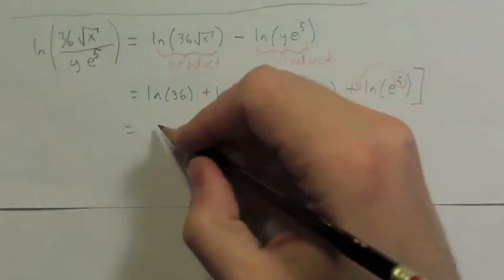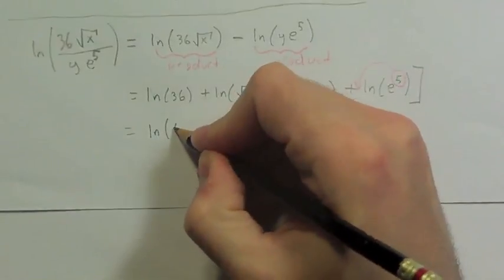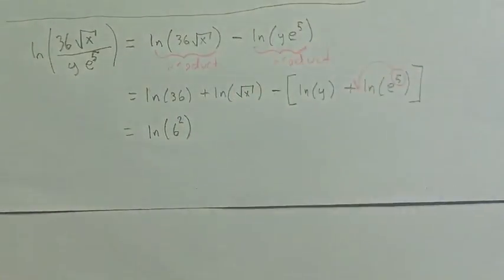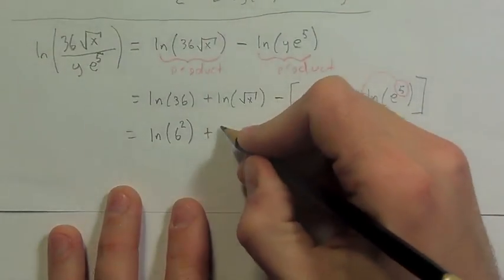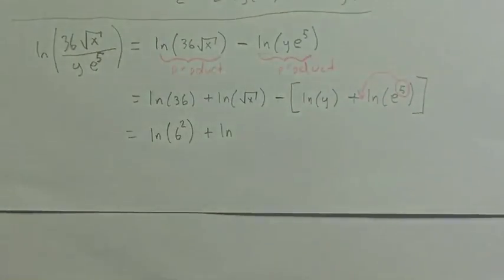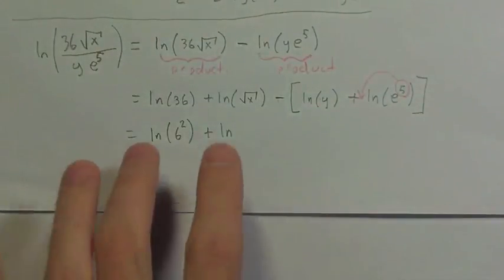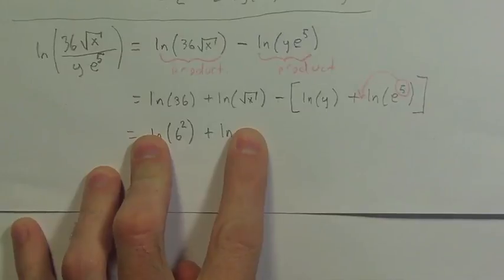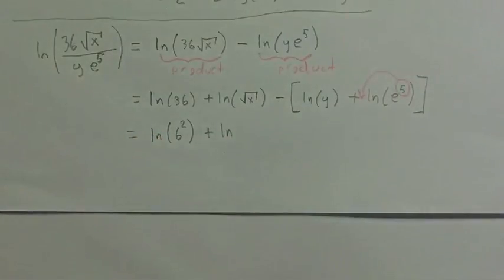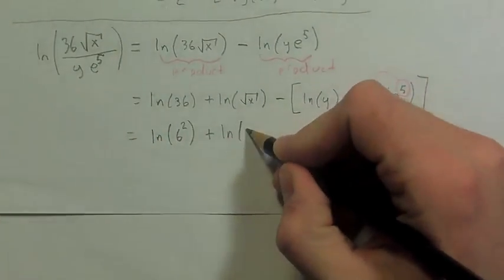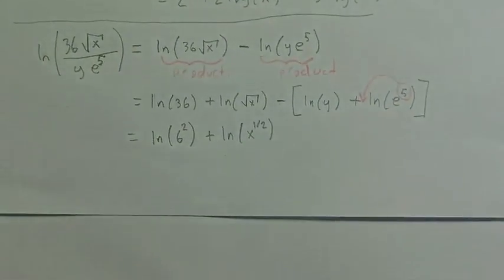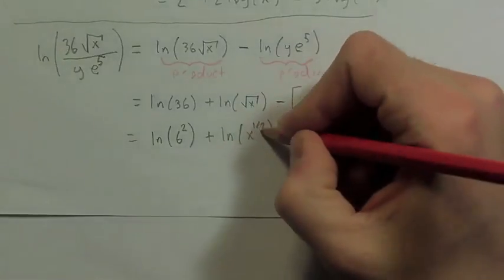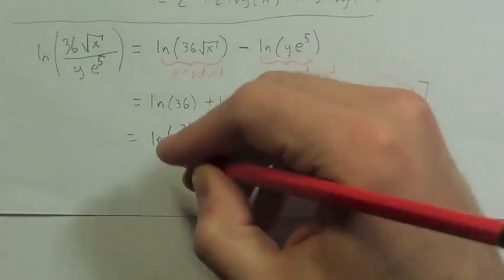36, remember, is 6 squared. So we can actually simplify this a step further if we want smaller numbers to deal with. Now here's one of the important things. The square root, if you remember, is x to the 1/2 power. So we have a couple powers that we can bring out in our next step.